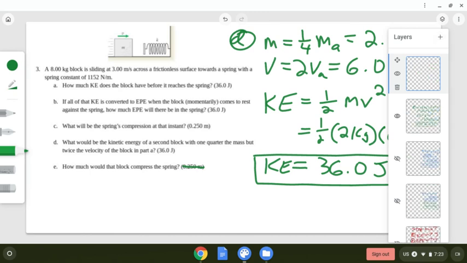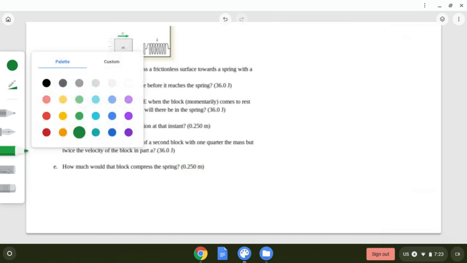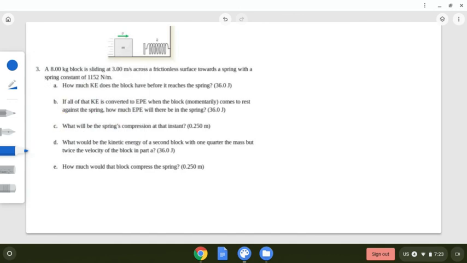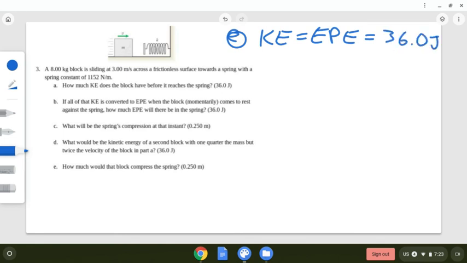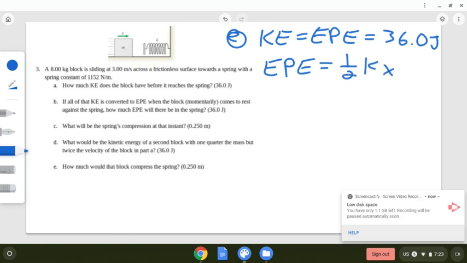Let's get a new layer, get rid of that one. Change colors for no reason. And then part E, let's see, what do we know? We know that all of that kinetic energy is going to become EPE, and we already know that that kinetic energy is 36 joules. So once again, let's go to the formula for EPE. EPE equals 1/2 kx squared.